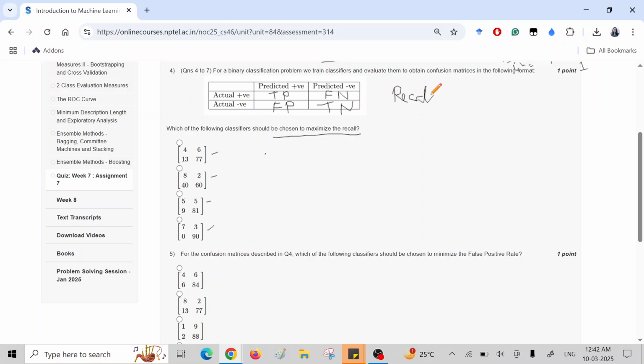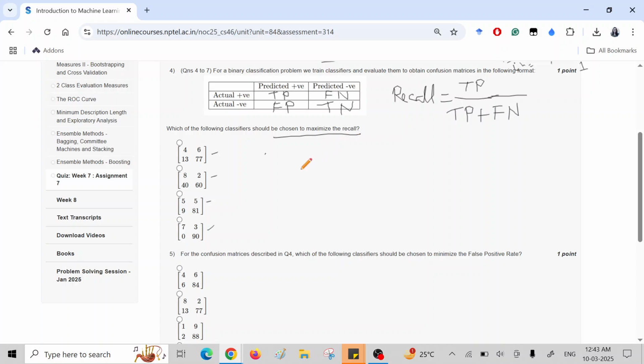Recall is true positive upon true positive plus false negative. So in the first row, how many are positively classified? Out of all the actual positive values, how many are predicted as positive? That is what this definition signifies. It is also called the true positive rate.